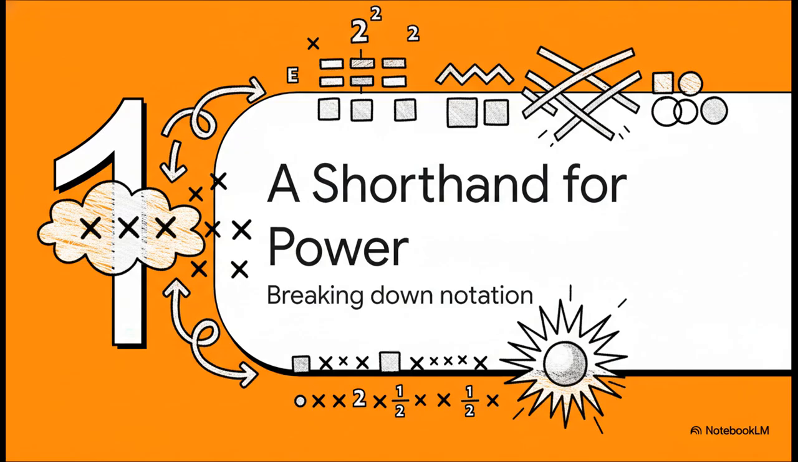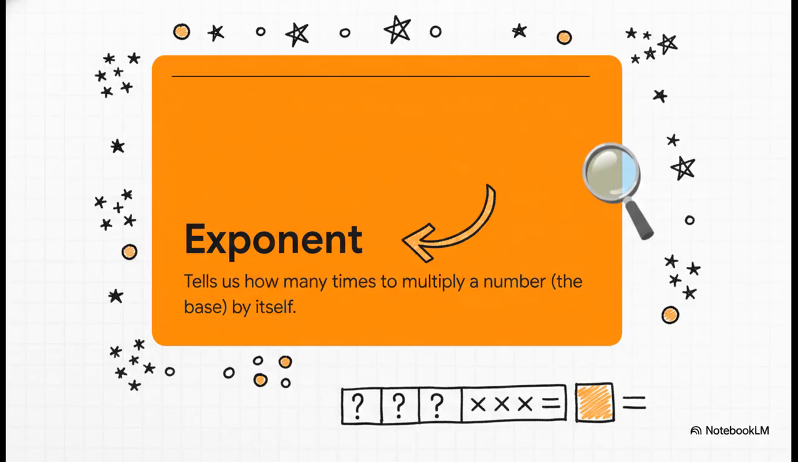So, what do these numbers actually mean? In this first section, we're going to break down the notation and really see how this powerful shorthand actually works. You know, at its core, the definition is pretty simple. An exponent is really just an instruction. It tells you exactly how many times to multiply the main number, which we call the base, by itself. That's the key. It's all about repeated multiplication.